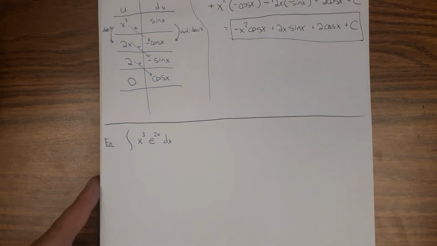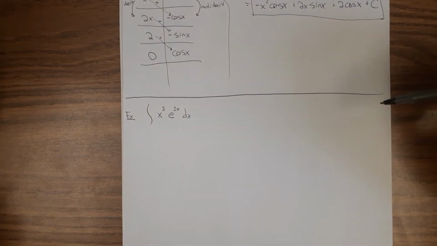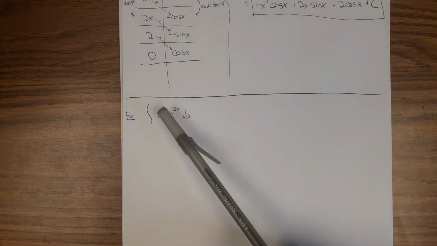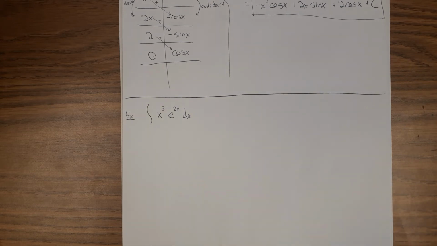All right. Let's do this one. I'm not going to do this one the hard way. I could do it the hard way. It would involve doing integration by parts 3 times, because this involves x cubed. But let's just not. Let's do the tabular way.